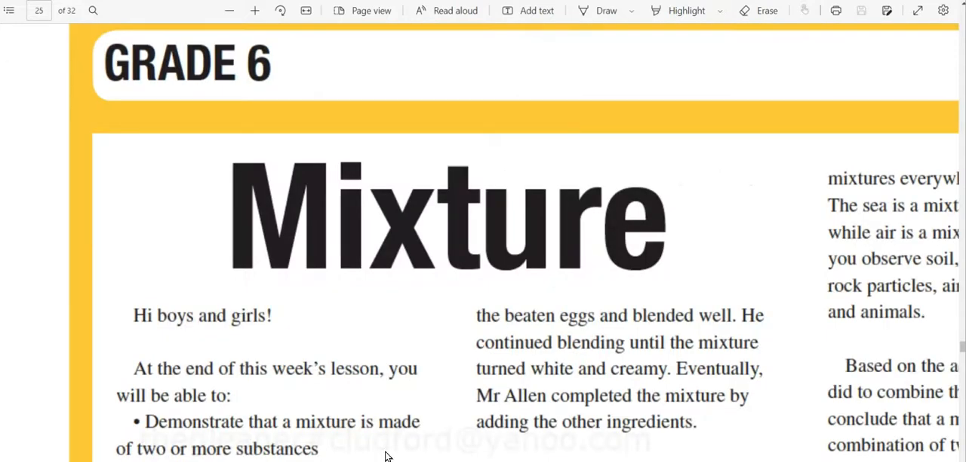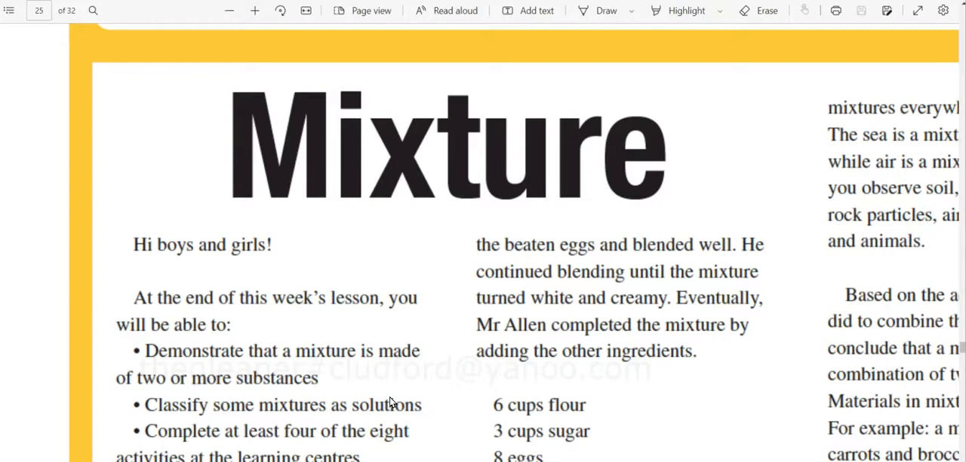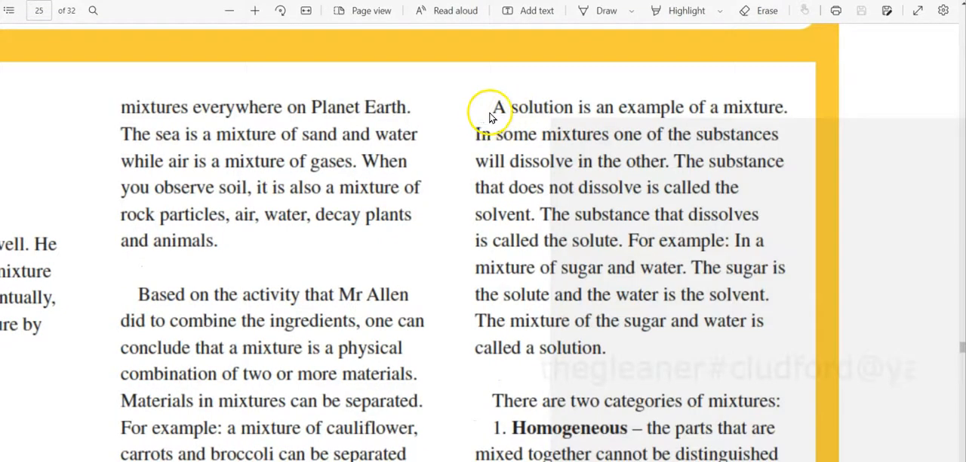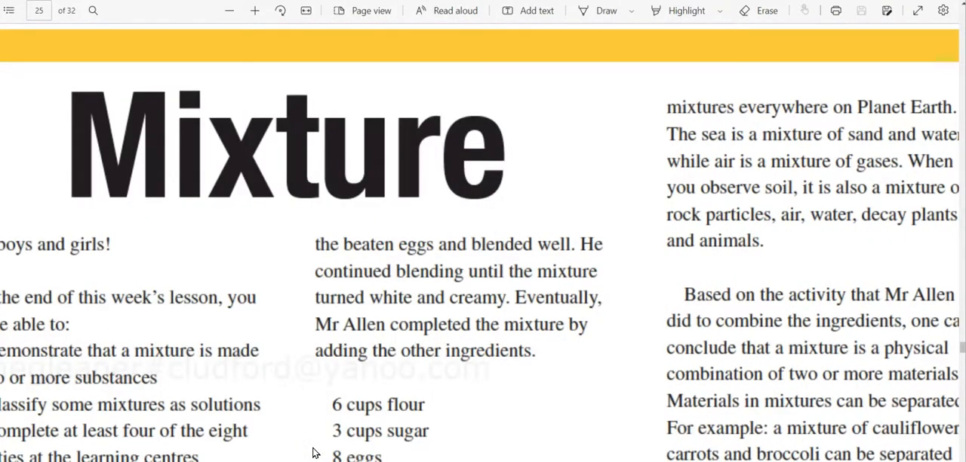So to wrap up this episode, we looked at mixtures and we were able to demonstrate that a mixture has two or more substances, we were able to classify some mixtures based on the activities that were done. And we know that a solution is an example of a mixture, right? And in some mixtures, we have one substance that dissolves into another. And then we went on to talk about what's a solvent versus a solute and all of that. So go over, review as best as is possible, look back at the examples so that we have a better understanding of the concept of mixtures.